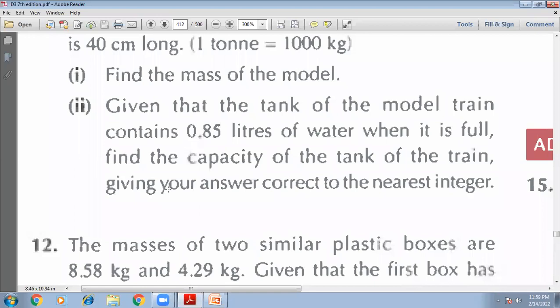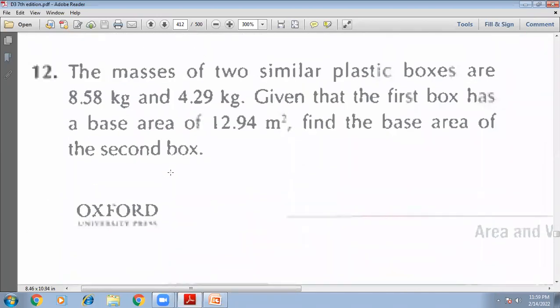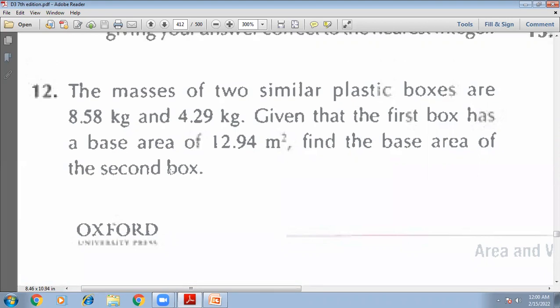Okay, so now we are on question number 12. The masses of two similar plastic boxes are 8.58 kg and 4.29 kg. Given that the first box has a base area of 12.94 meters square, find the base area of the second box. Okay, so the masses of the boxes are given, and the first box has a base area of 12.94. The area is given. We have to find out the area of the second box.